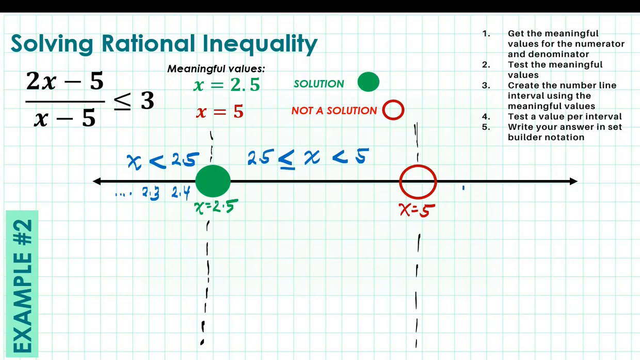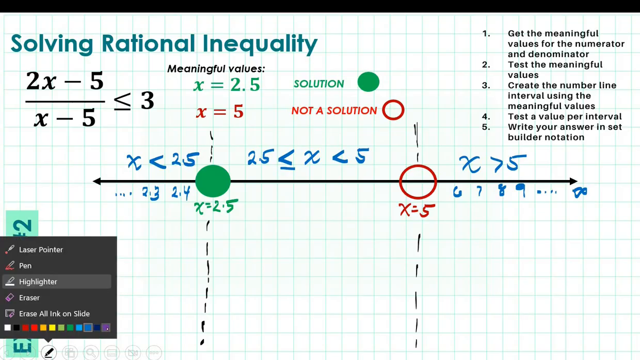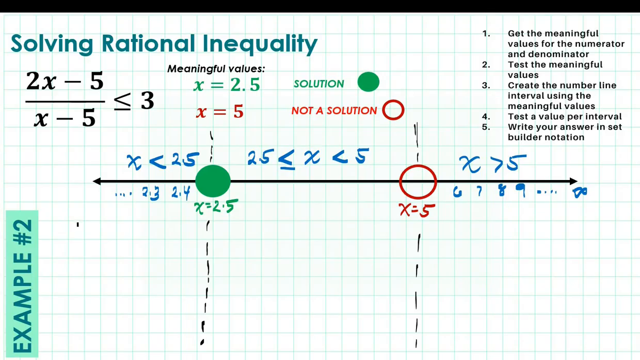And lastly, the values to the right of 5 are 6, 7, 8, 9, and so on until positive infinity. So this means this interval will encompass values of x greater than 5. So these are now the intervals. Lastly, we will be testing the values. So for the values, we'll do it one at a time.